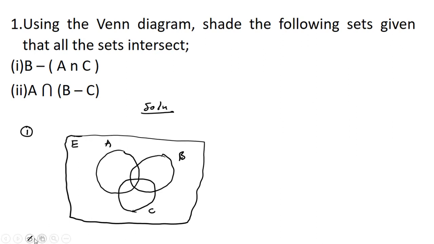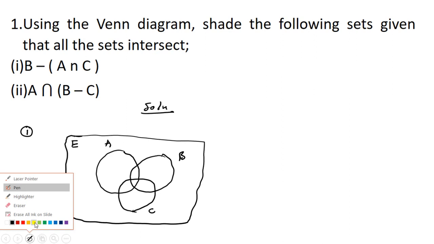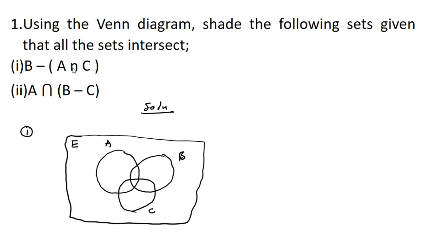So my first step in this particular question, I'm going to shade A intersection C, since it's the one which is in the bracket. So I'll start with the bracket. A intersection C, so I'll look for A intersection C, which is just this particular part. So this is A intersection C. Okay, on this same diagram, I'm going to draw B.